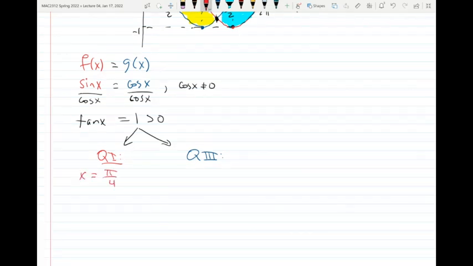What's the answer in quadrant 1? The answer in quadrant 1 is pi over 4. What's the answer in quadrant 3? It'd be pi over 4 plus pi, right? Good. Pi plus pi over 4. You need to use the reduction formula. Do you remember this? 5 pi over 4.